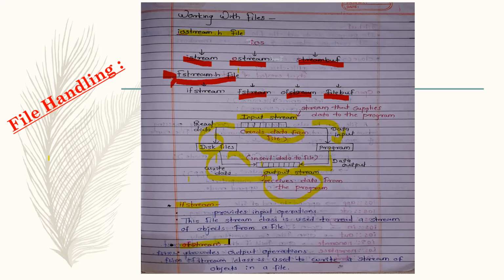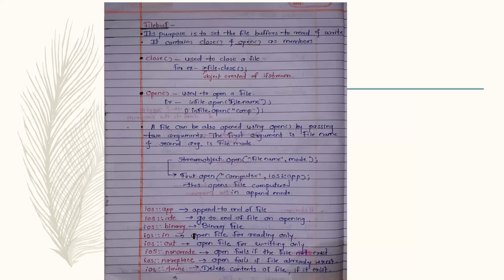Next is ofstream. It provides output operations. It provides file handling methods. It contains the open function with default output mode. It is used to write a stream of objects in a file. Means simply, ifstream is used to read and ofstream is used for the write operation, or to write data in a file.